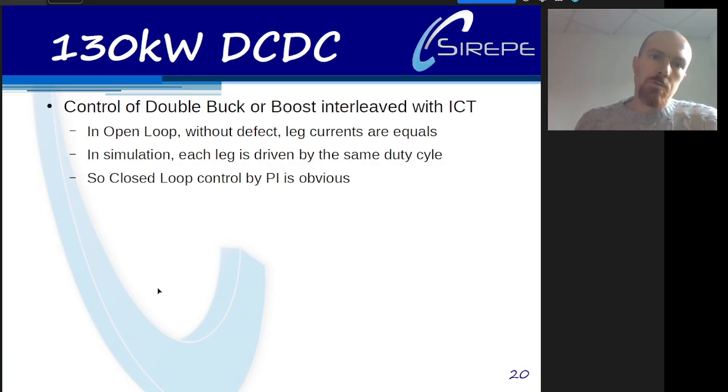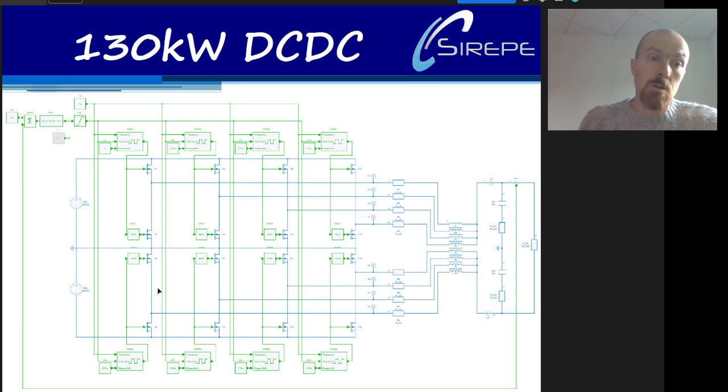after that we have to control the current in the battery. We have made the simulation in open loop without any defect, and all the leg currents are equal. In simulation, each leg is driven by the same duty cycle, so a closed loop control by a proportional integral is obvious. We have just to measure the battery current and add a PI controller, and so on.